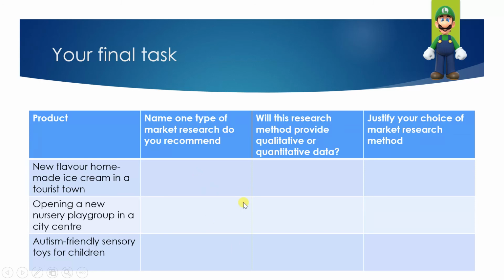So you write the name in that first empty column. Then going across, you tell me whether you can get qualitative or quantitative. Remember, qualitative is the open-ended question and quantitative is the closed question. So you want to write qualitative, quantitative. You might even want to write both, it's up to you. And the last column is justify your choice. So you've got one word in the first column, one or two words in the second column, and then a couple of sentences to write in the last column. So it's about you using the information we've done in this lesson and the last lesson and putting it into practice for these three company examples.